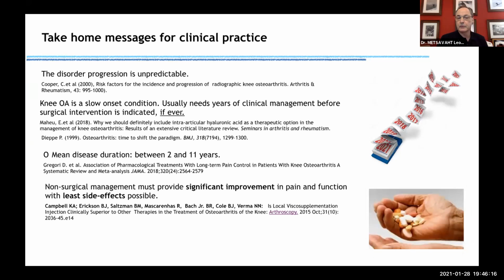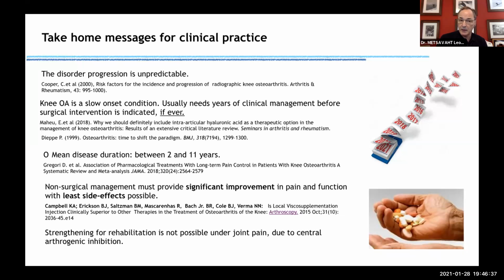And on non-surgical management, as said by Campbell, our partner in Chicago at Rush University, non-surgical management must provide significant improvement in pain and function with the least side effects possible. Strengthening and rehabilitation is not possible under joint pain due to central arthrogenic inhibition. We need to minimize pain to allow rehabilitation of these patients and prolong their joint life.